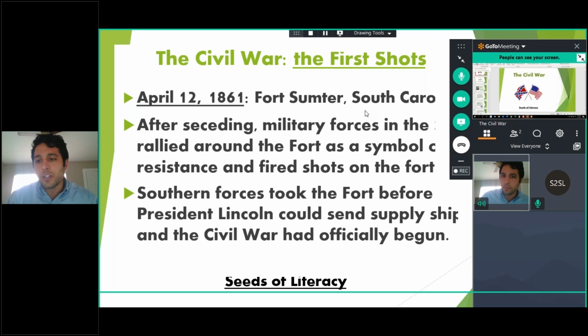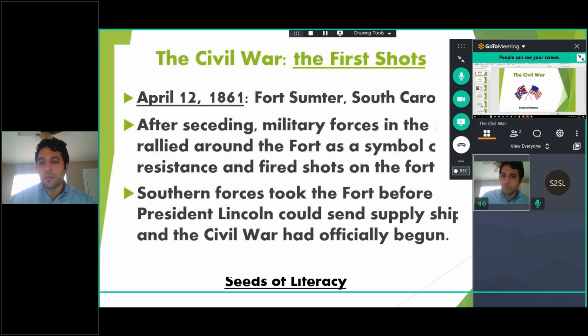We're not going to get too much into the battles, but I do just want to give you this first shot here. April 12th, 1861, Fort Sumter, South Carolina. The American government and the American military had forts and military installations along the coast of the United States, and one of these was in South Carolina at Fort Sumter.